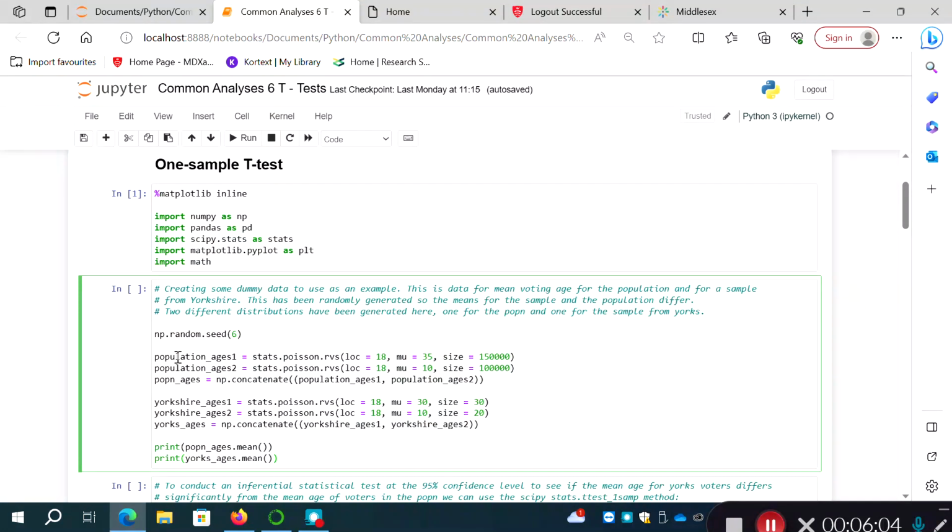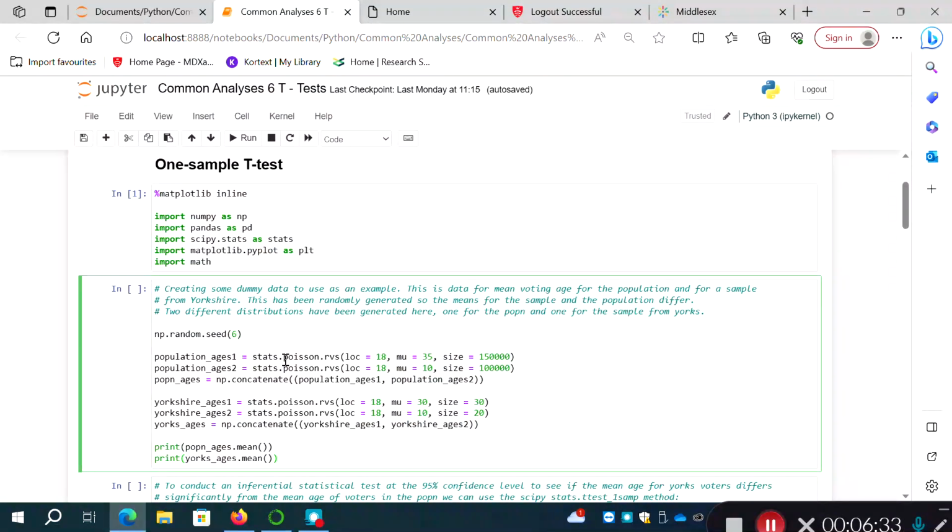But all I'm doing here is using the .rvs method, which is the scipy random variates method, to create a couple of large samples, which I'm going to save as the population, and then I'm going to join them together as an object called population ages. I'm specifying the lowest value and this shape value, which is essentially like the mean.